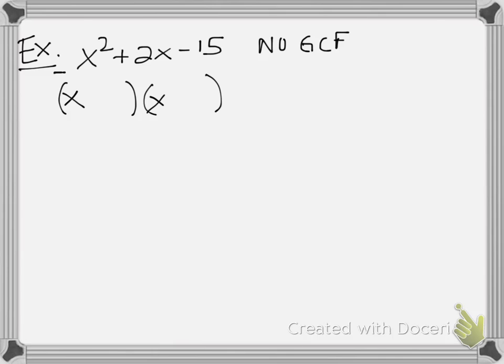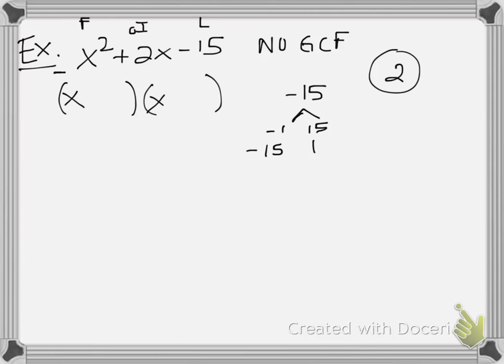Now we're going to look at our last term. Our first term is taken care of. Go ahead and look at that last term, which is negative 15. We want factors of negative 15 that are going to add up to 2. That's what we're looking for. That's our OI term, right? So factors of negative 15: negative 1 and positive 15. Remember, it has an opposite pair, negative 15 and 1.